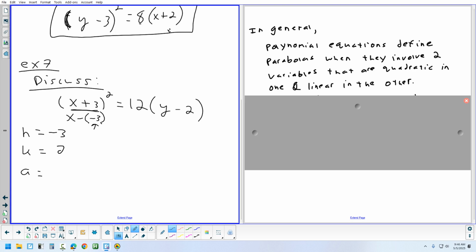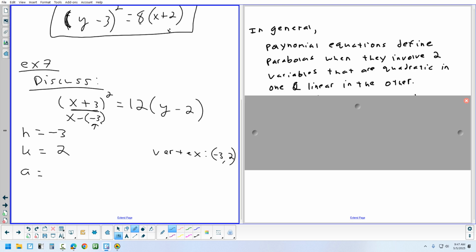And what's k in this case? 2. Okay. We've got enough information, we can write the vertex now. What's the coordinate for my vertex? What's the formula for the vertex? It's what comma what? h comma k. So in this case, the vertex would be -3, 2. Okay, so we got our vertex.